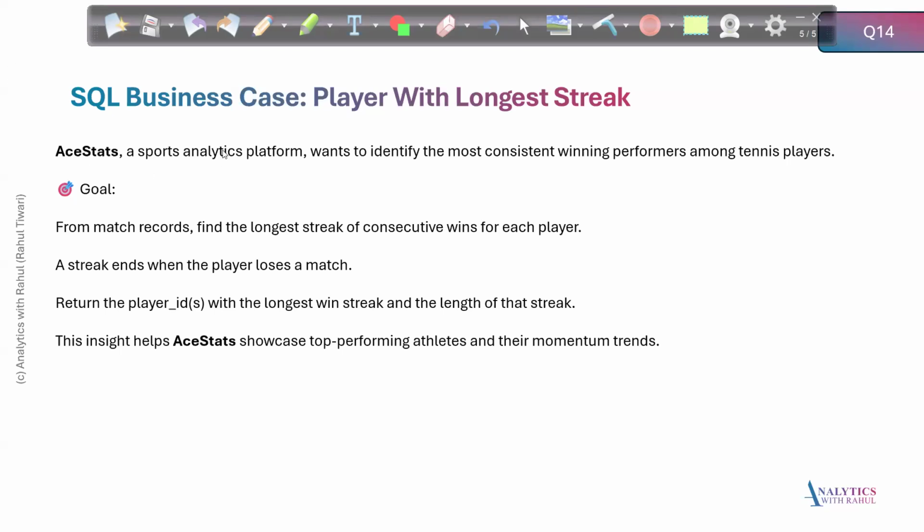Ace Stats, a sports analytics platform, wants to identify the most consistent winning performers among tennis players. From match records, find the longest streak of consecutive wins for each player. A streak ends when the player loses a match. Return the player IDs with the longest win streak and the length of that streak. This insight helps Ace Stats showcase top performing athletes and their momentum trends.